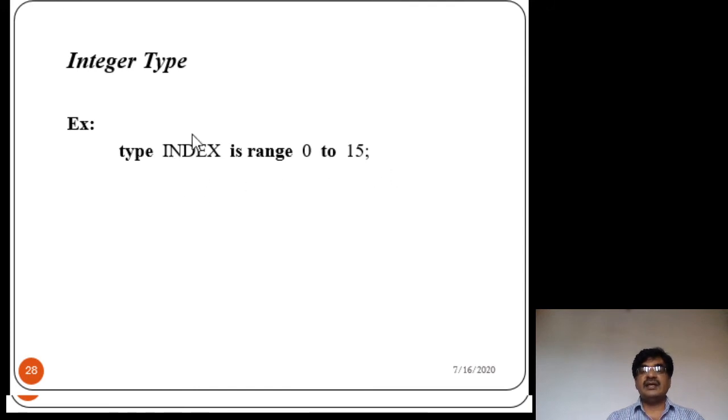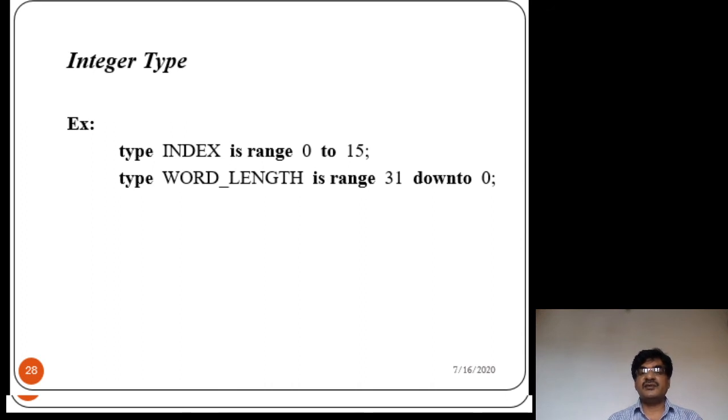That means index is a data type of integer, and it holds the values 0 to 15 only. That means if any object is declared under the data type index, that object can accept any value between 0 and 15. That is the meaning. Similarly, in the second example, type word length is range 31 down to 0. That means word length consists of the values 31 to 0.